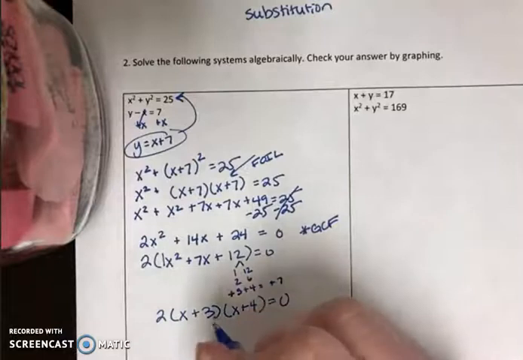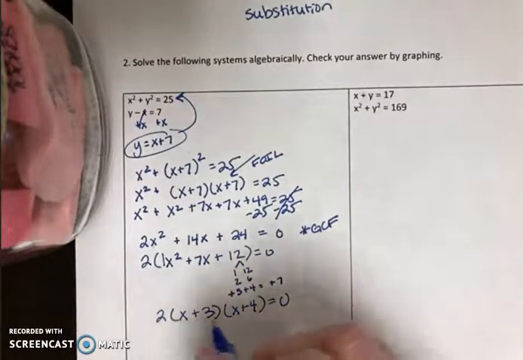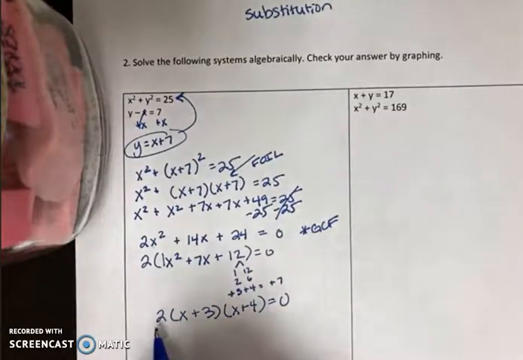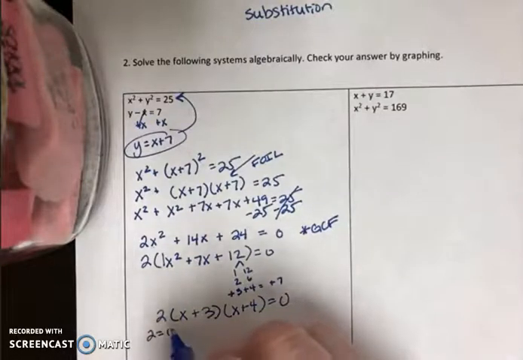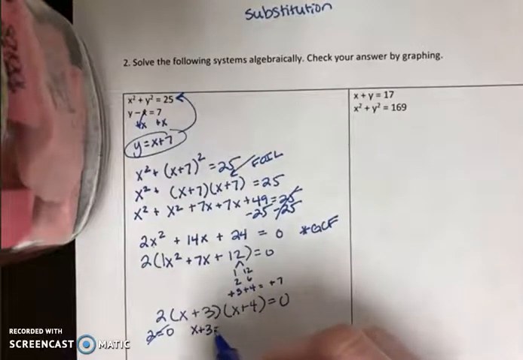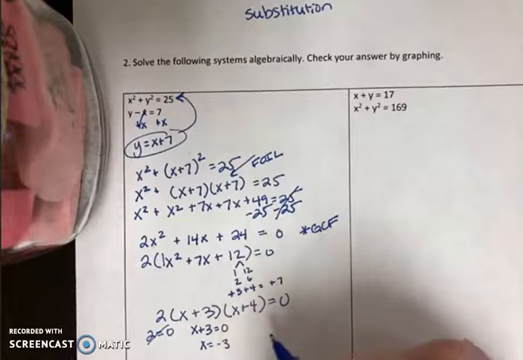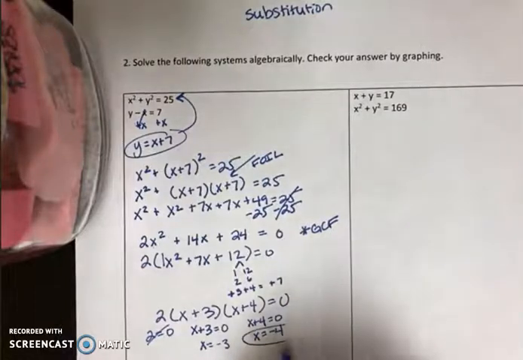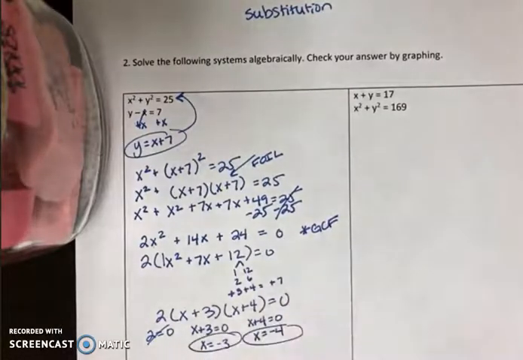The solution is what we would get by setting each equal to 0. So the GCF being set equal to 0 does not give me a solution. X plus 3 equals 0 gives me a solution of negative 3. And x plus 4 set equal to 0 gives me a solution of negative 4. So we have 2 x values, which means we're going to have 2 points of intersection.